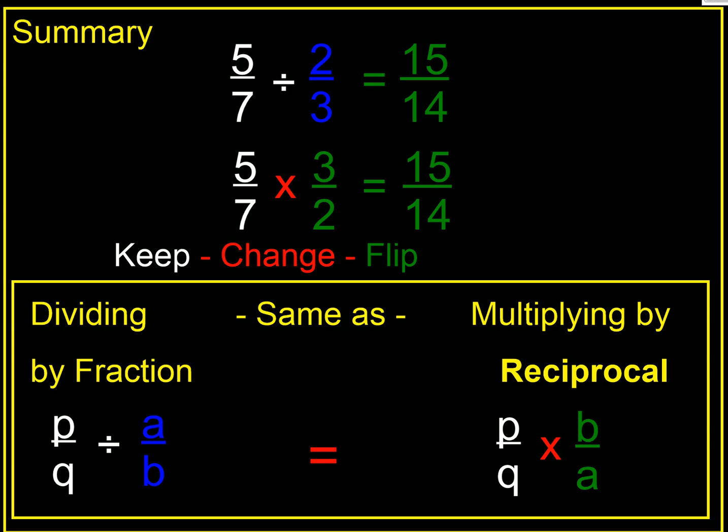So there you go. Here's your summary. Keep, change, flip. If I want to work out what 5/7 divided by 2/3 is, well, that's the same as 5/7 is kept. Change the division to a multiplication, flip the 2/3 to 3/2, and we get our answer quickly, 15/14. And this is true for any values that we put in here. So I've written that down at the bottom here in a more general approach. P/Q divided by fraction A/B is always equal to P/Q times the flipped fraction, the reciprocal B/A. So there you have it. Write it down and use it in the future.